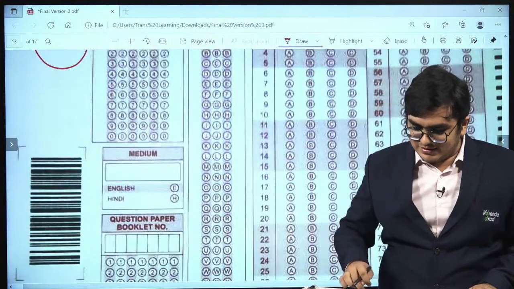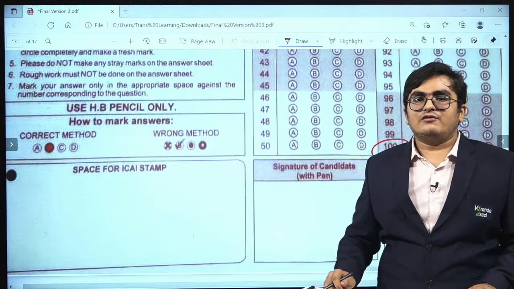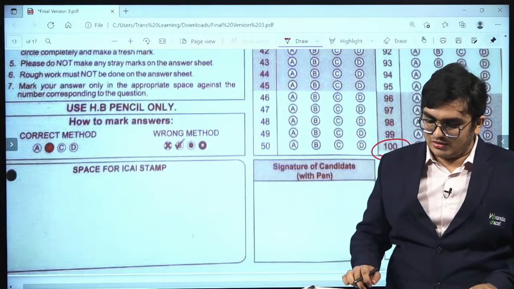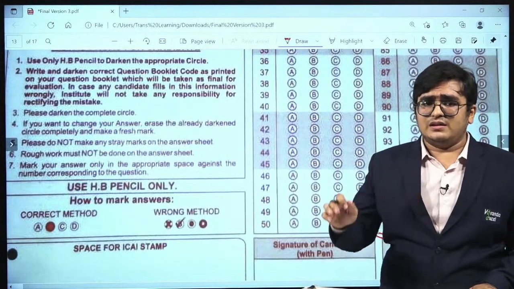Okay, and then these are the answer sheets. So you have, like we told, 100 questions. So you have to fill this up as well. You have to fill in your answers according to the solutions that you get, A, B, C, D. Fill it up with a pencil.